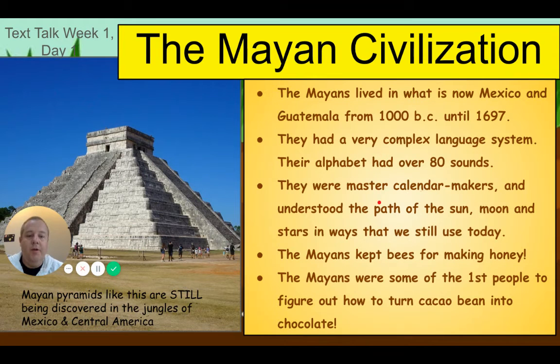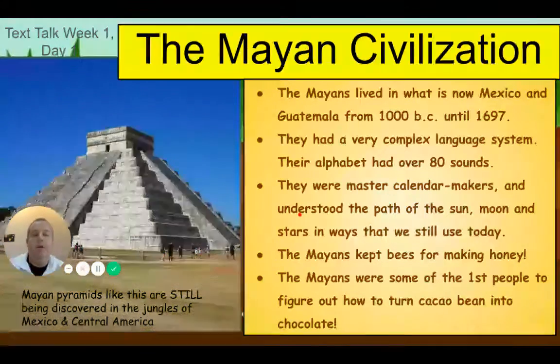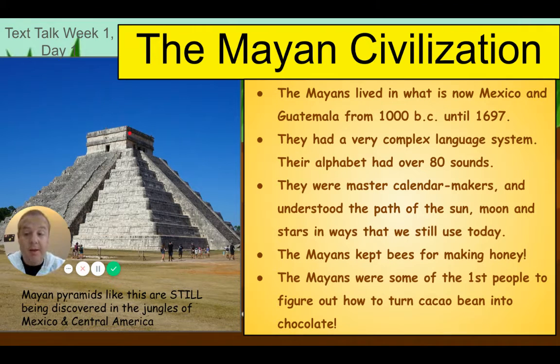They were master calendar makers and understood the path of the sun, the moon, and the stars in ways that we still use today. So if we think about, like, we had the spring equinox, the spring solstice the other day, on this temple in the spring, I think it's this one, there's some kind of sculpture on it, and when the light hits it on the day of the equinox, it makes a shadow that looks like a snake slithering down the path. I think that was in a video we may have watched. Pretty cool. So they understood the calendar in ways that we still use today, for mapping the moon and the stars and the full moons and stuff.